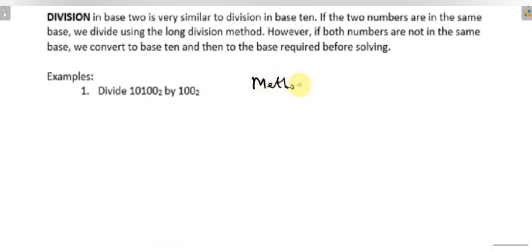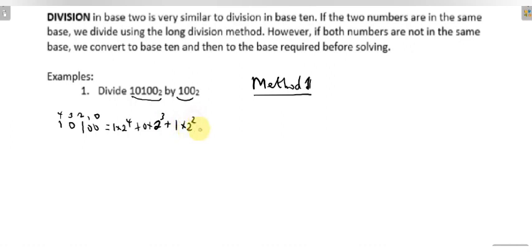So what do we have to do? The first method, method 1. For method 1, I'll first convert all of these to base 10. So for this, I'm going to have 1, 0, 1, 0, 0. I'll start from 0, 1, 2, 3, 4. So this will be 1 times 2 raised to power 4, plus 0 times 2 raised to power 3, plus 1 times 2 raised to power 2, plus 0 times 2 raised to power 1, plus 0 times 2 raised to power 0. So this will be 1 times 2 raised to power 4, that's 16, plus 0 times 2 raised to power 3 will be 0, plus 1 times 2 raised to power 2 will be 4, plus 0, and 0 times whatever number you have here will be 0. So that will be 16 plus 4, that's 20.